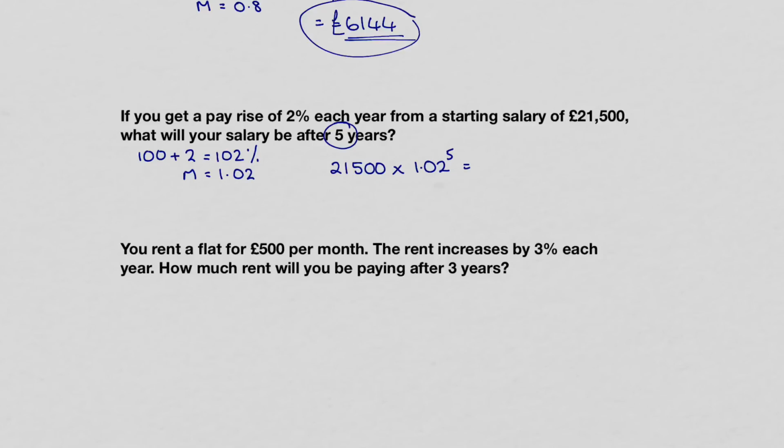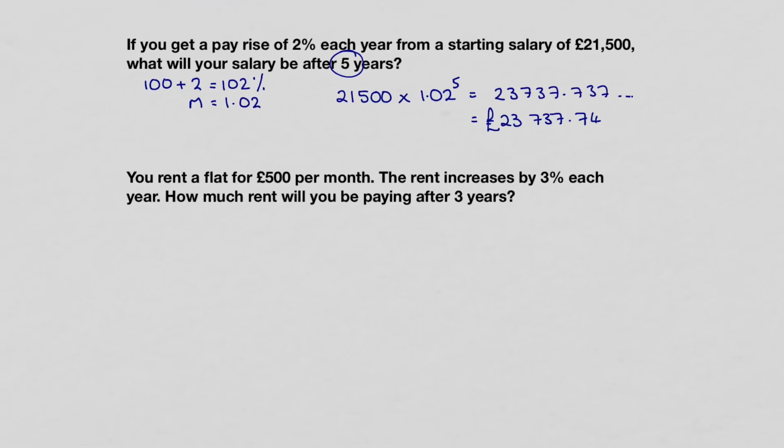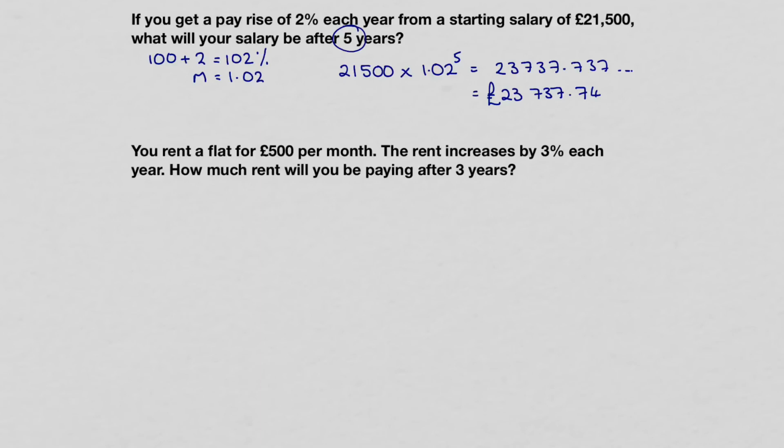So when we work that out, we get 23,737.737 and other numbers. So in money, £23,737.74. Okay. And then the last one: you rent a flat for £500 per month. The rent increases by 3% each year. How much rent will you be paying after 3 years?